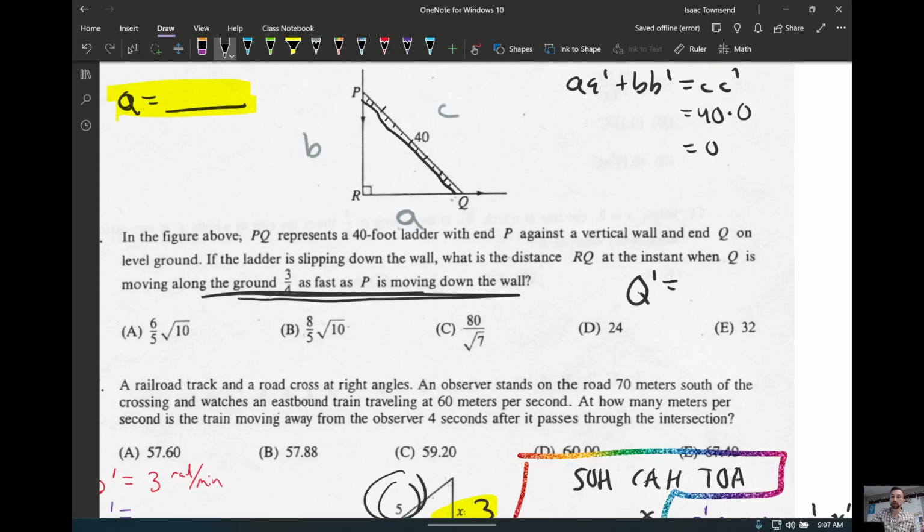is moving along the ground 3/4 as fast as P is moving down the wall. So how Q is changing equals 3/4 the speed that P is moving, P prime. Now again, I don't want to deal with the P's and Q's and having more stuff than I need. So point P is opposite A. So A and P are synonymous to me, and Q is opposite B. So Q prime is the same thing as B prime for me.